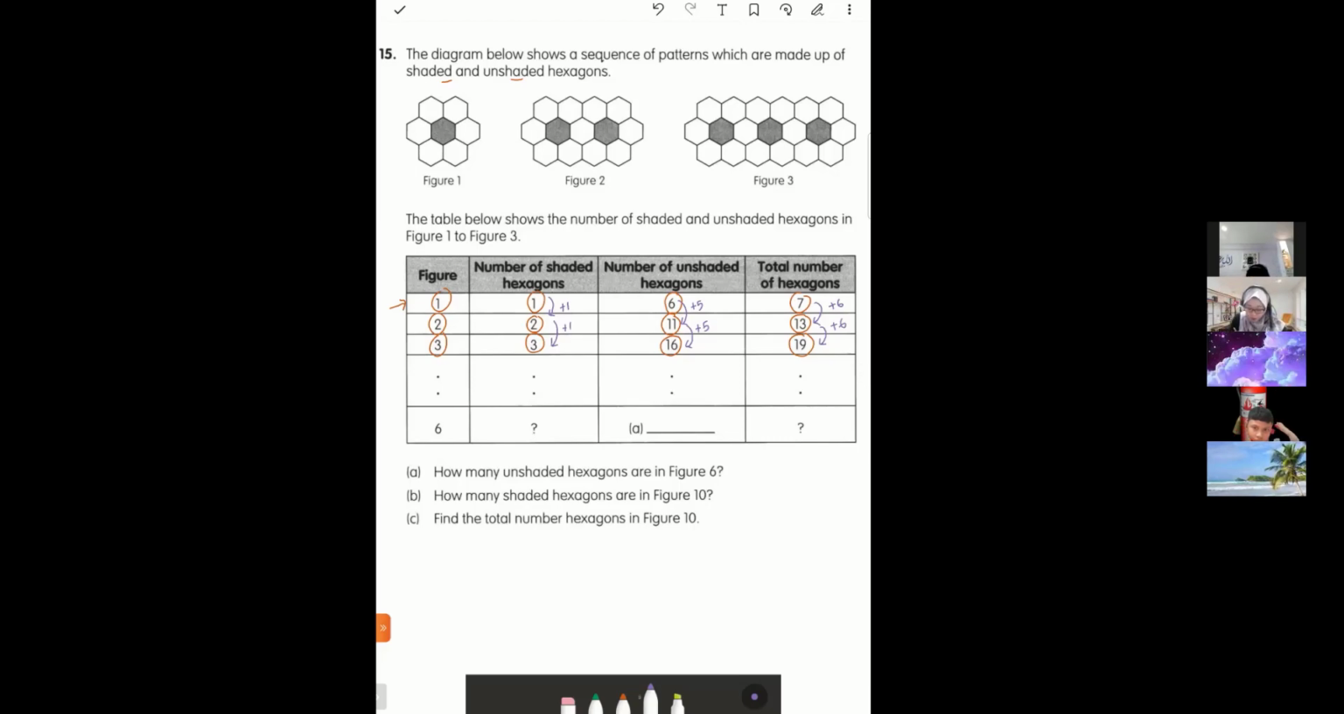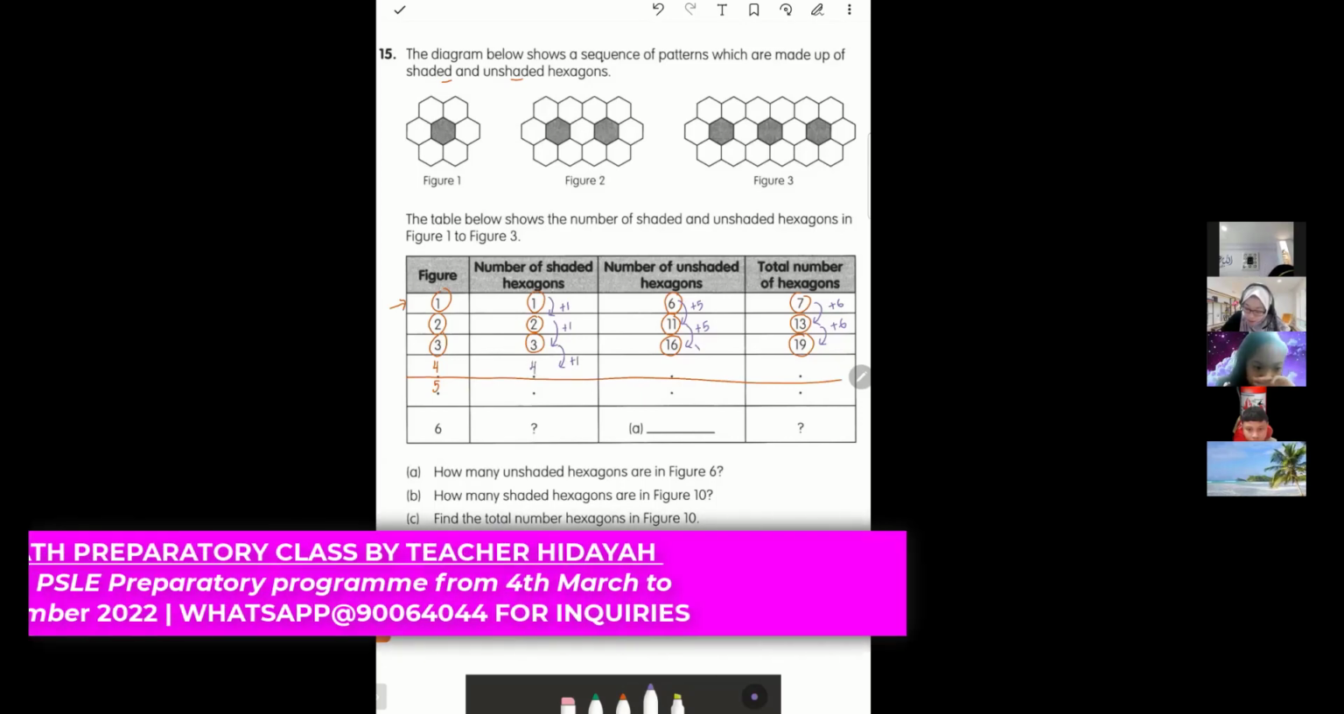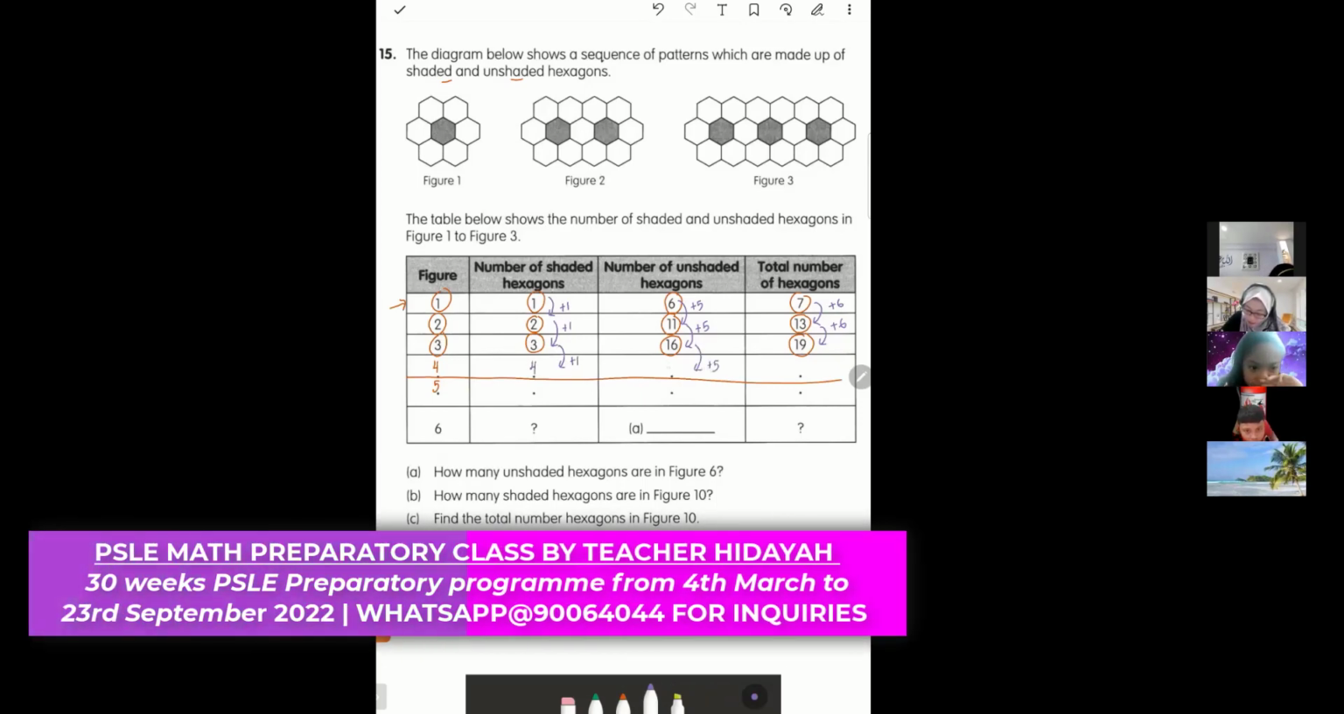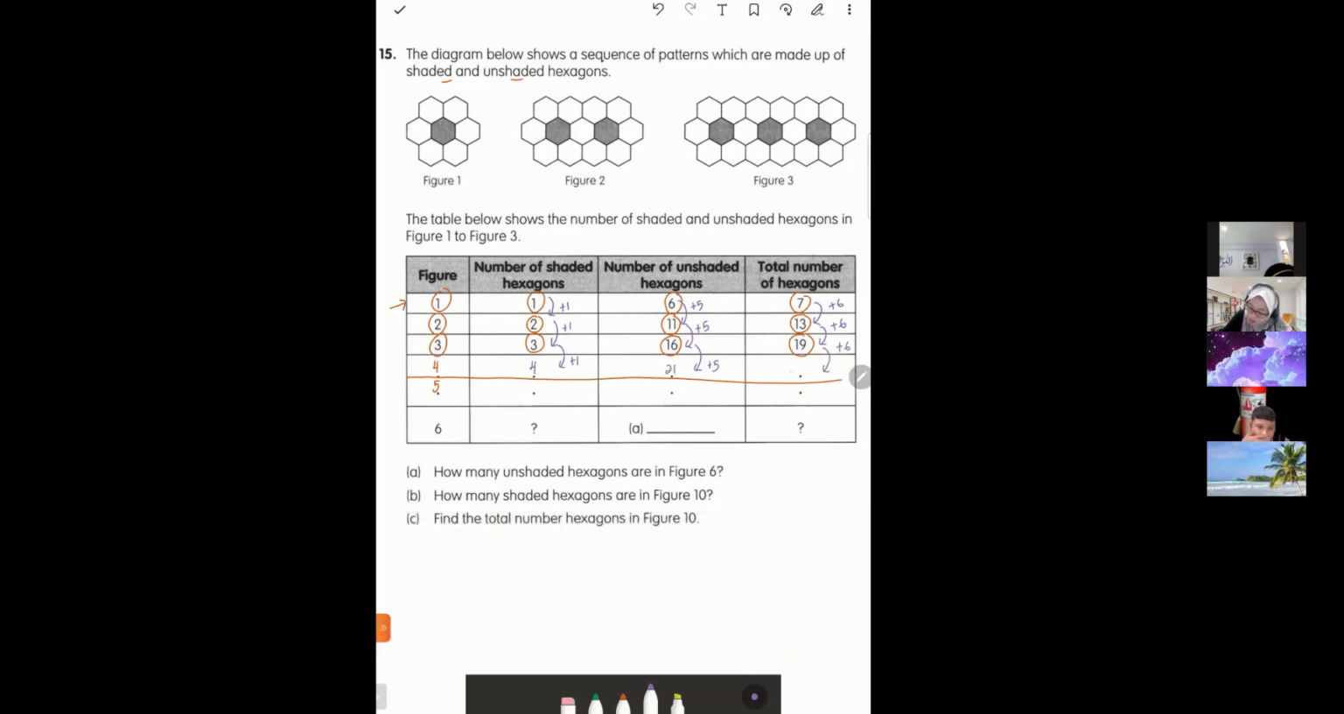So if you want to, you can follow up to figure 4 and then figure 5. You can continue. For this one, for pattern number 4, I just draw a line apart so we can solve for this too. For figure 4, you know that I need to plus 1 here, so this will become 4. Then this one here, I must plus 5, here will become 21. Here I must plus 6, so here becomes 25.